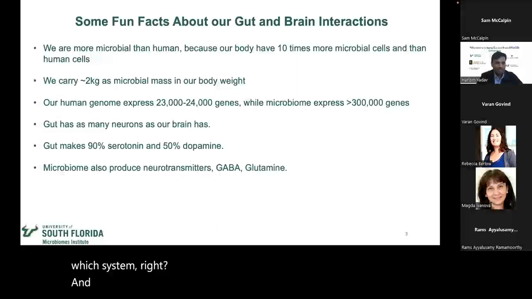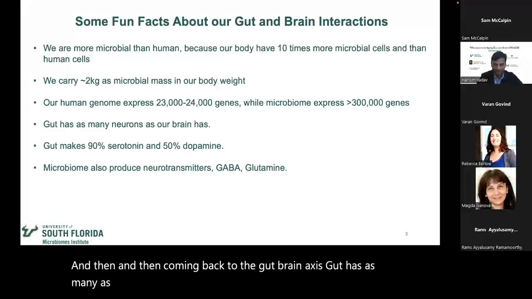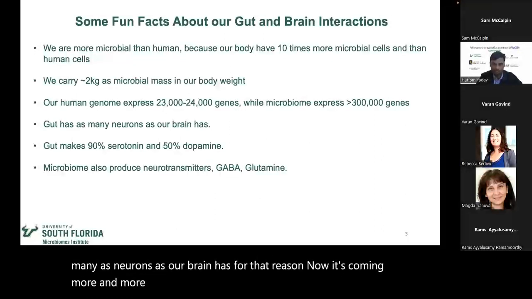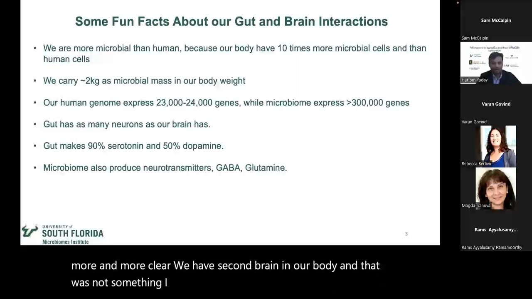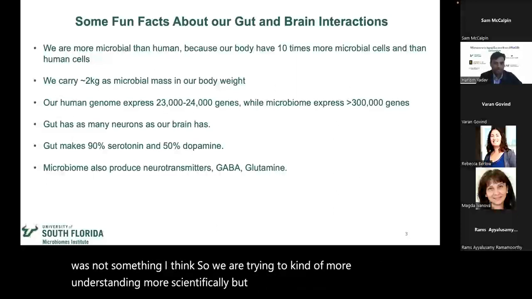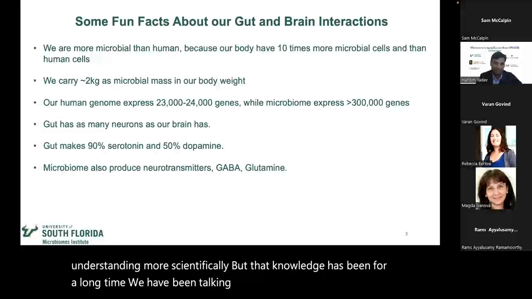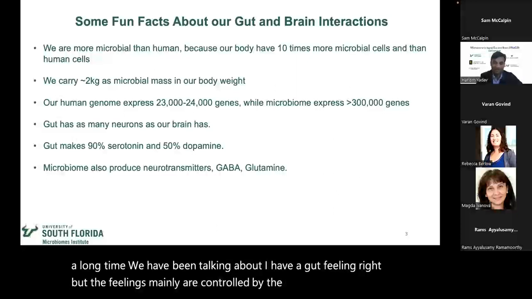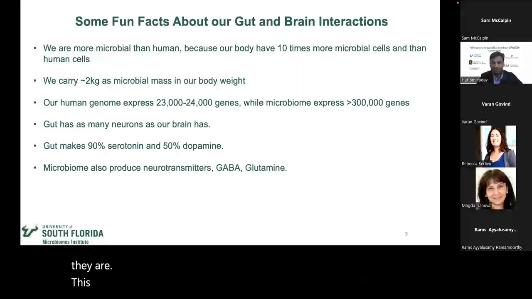Then coming back to the gut-brain axis, the gut has as many neurons as our brain has. For that reason, it's becoming more and more clear that we have a second brain in our body. And that was not something new; we are trying to understand it more scientifically, but that knowledge has been around for a long time. We have been saying, oh, I have a gut feeling, right? But feelings are mainly controlled by the brain. But then the new research is showing, yes, there is another brain which has the feelings on that, right?